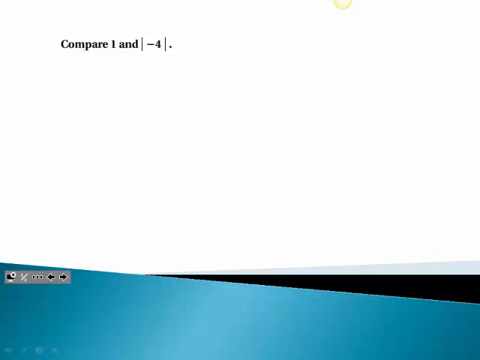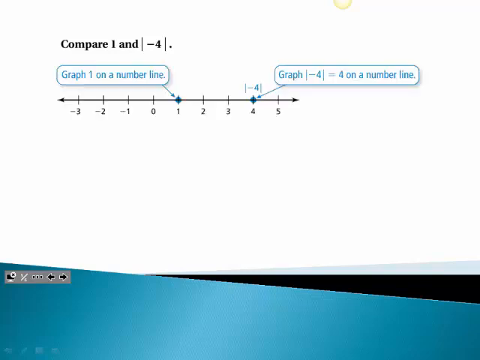Now we're going to use what we've just learned to compare two numbers. If we have 1 and the absolute value of negative 4, we need to ask ourselves, okay, first of all, what is the absolute value of negative 4? By looking at a number line, we can see that 1 is located right here, and the absolute value of negative 4 equals 4, so that's right there.